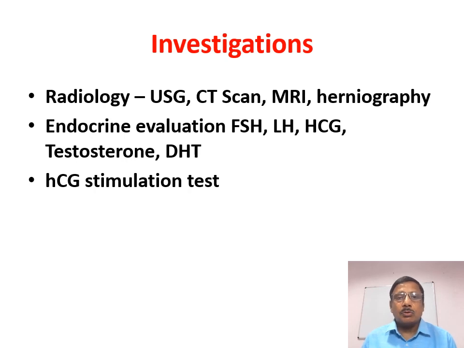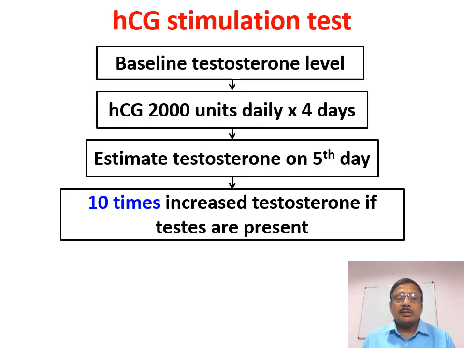Now the dose and the duration differ from protocol to protocol. I am telling you one protocol which is standard, and that is, first of all, you measure baseline testosterone level. Then HCG 2000 units daily is given for 4 days, and then we estimate testosterone on the 5th day, that is within 24 hours of stopping HCG. If it is more than 10 times increased from the previous value, that means a testis is present, at least one testis is present, and we have to explore and look for it.